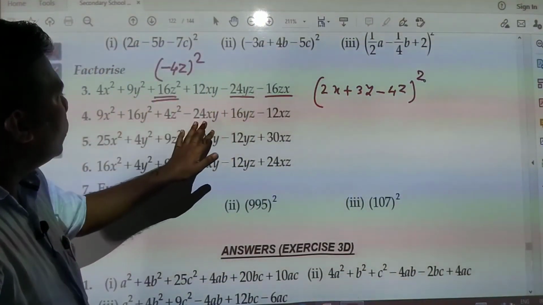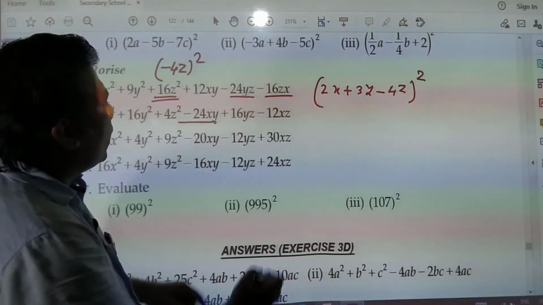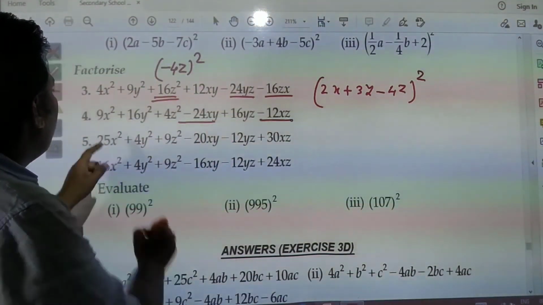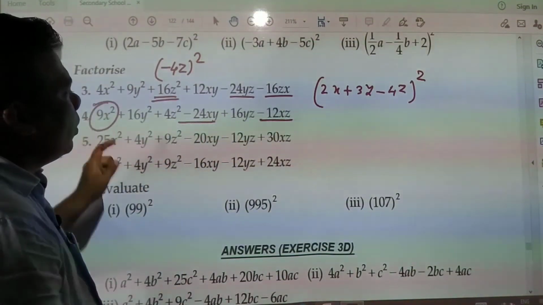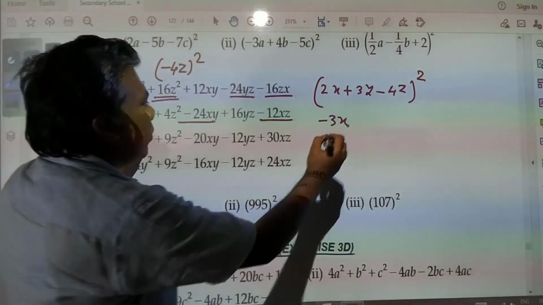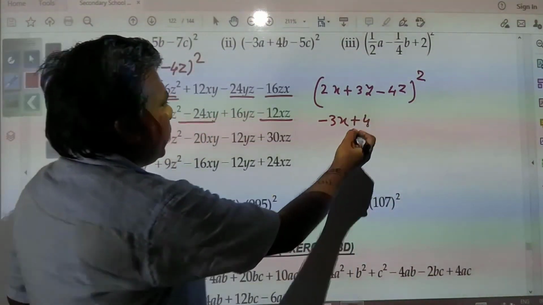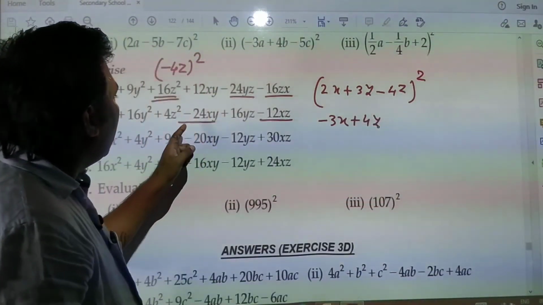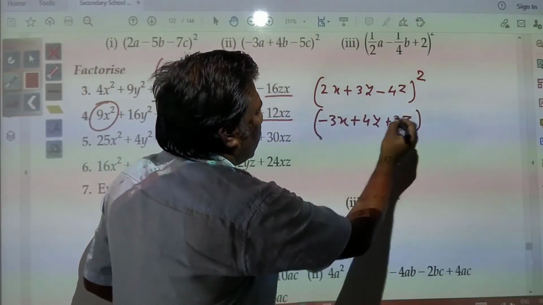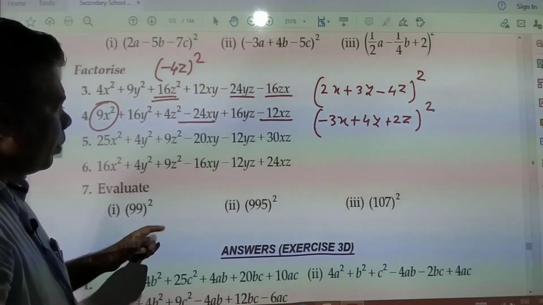Here you see you have −24xy and −12xz. Again x is being repeated, so your x term will be negative. So this will be −3x, this will be 4y, and this will be 2z, and the whole square. You need to expand properly. This will be your answer. So in this way you need to see, and I hope you will be able to solve.